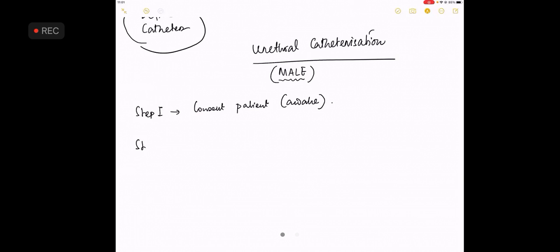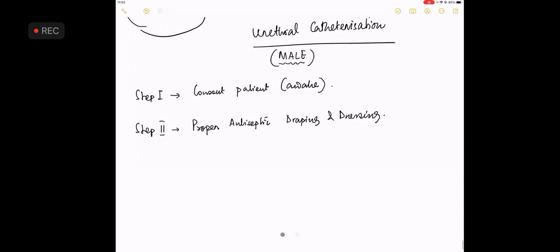The step 2 is proper antiseptic painting, draping, and dressing. We have not talked of indications. I will talk at the end, not now. The step 3 is the surgeon, or if you are the operator, wears a sterile gown. Very important.